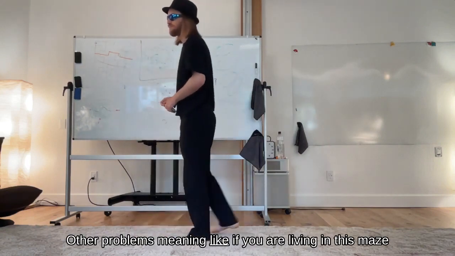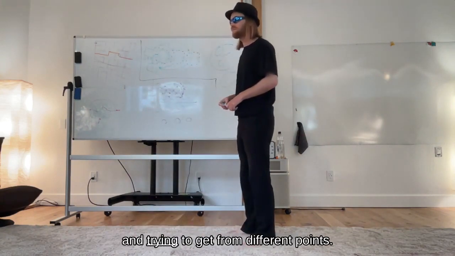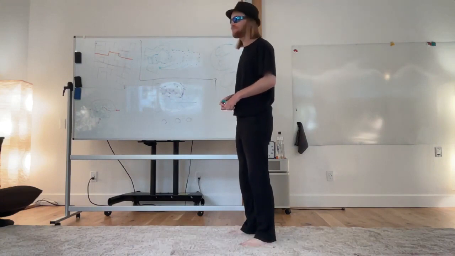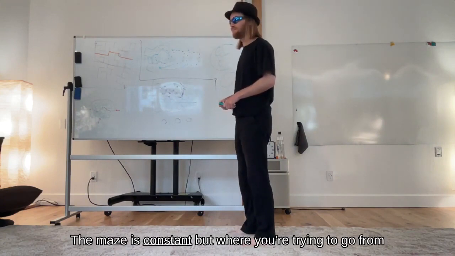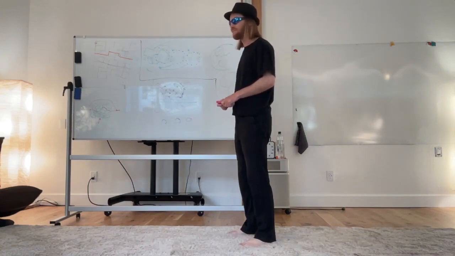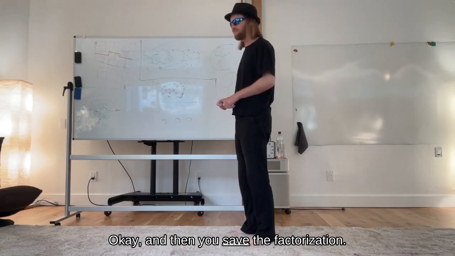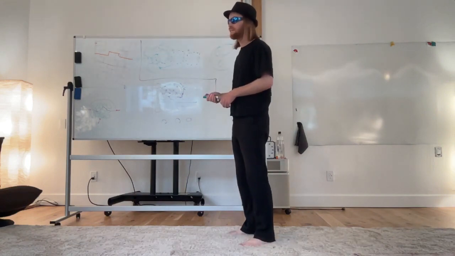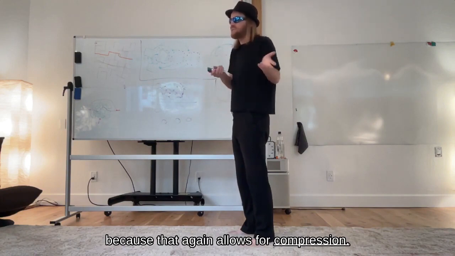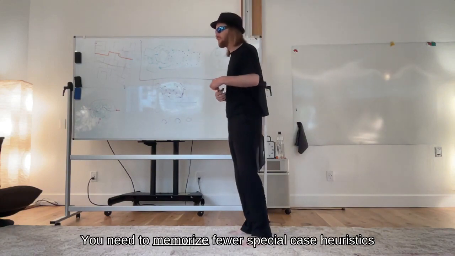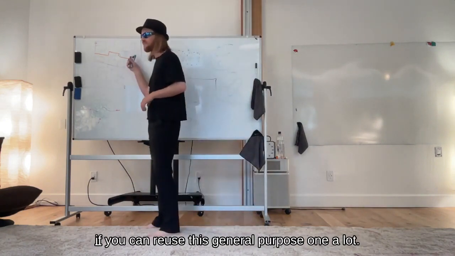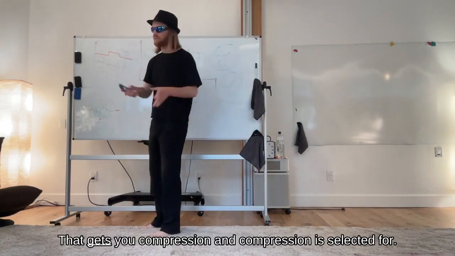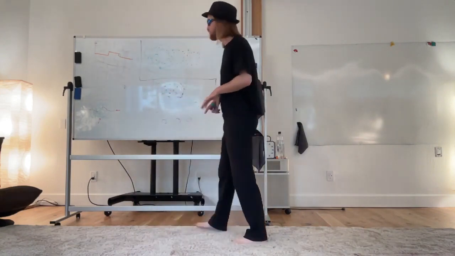Other problems meaning if you are living in this maze and trying to get from different points, the maze is constant, but where you're trying to go from and where you're trying to get changes. Yes, exactly. And then you save the factorization. You'll be incentivized to reuse that factorization because that allows for compression. You need to memorize fewer special case heuristics. If you can reuse this general purpose one a lot, that gets you compression. Compression is selected for.